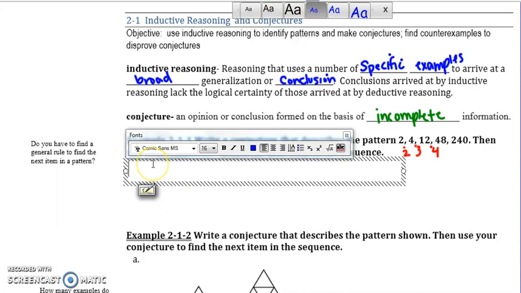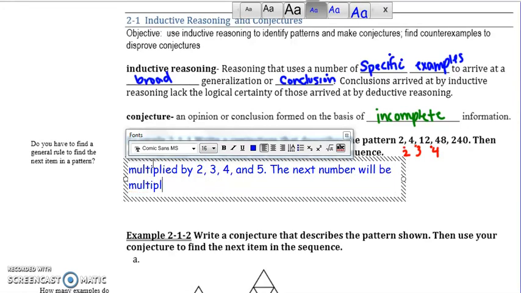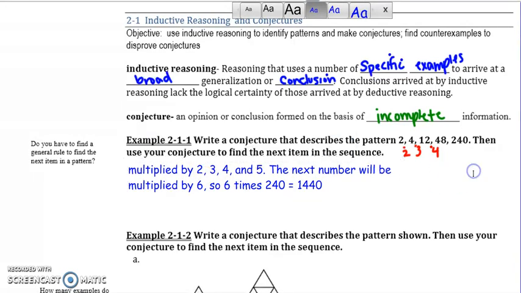So I'm going to go ahead and write that out. It looks like multiplied by 2, 3, 4, and 5. So the next number will be multiplied by 6. So 6 times 240 is going to equal 1,440 as our next answer.